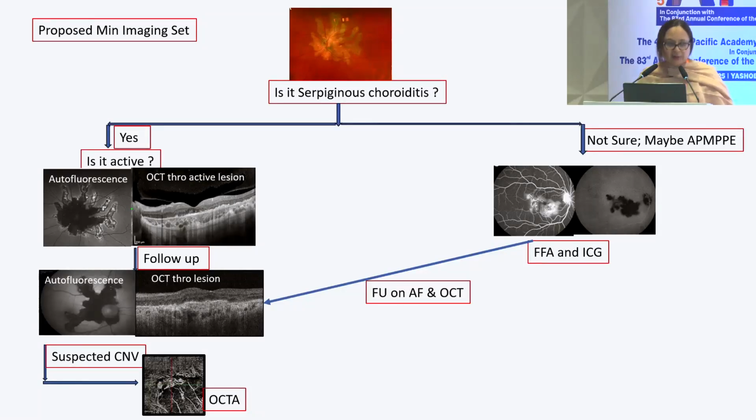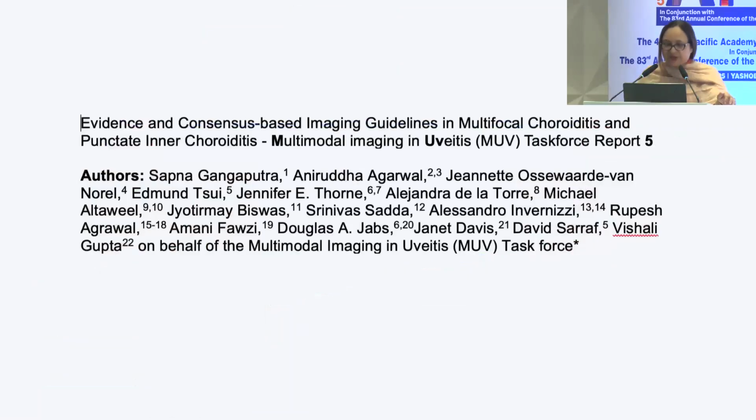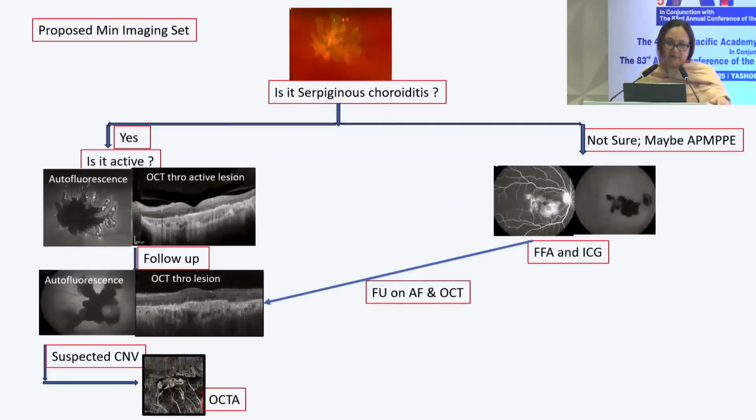During the follow-up, sometimes in the scar there can be development of choroidal neovascular membrane, and if you want to see that, it is angio-OCT at that particular time. The other situation is you look at this clinical picture and you're not sure whether it is serpiginous, is it AMPPE, is it something else. That is the time you would do fluorescein and ICG, because you want to differentiate serpiginous from AMPPE or other things, not for anything else. So this was the minimal imaging criteria regarding serpiginous.